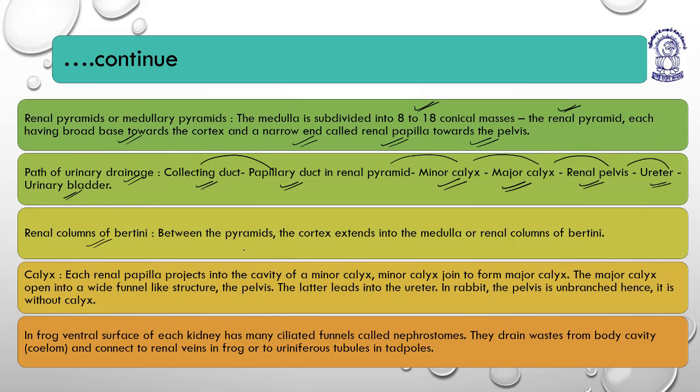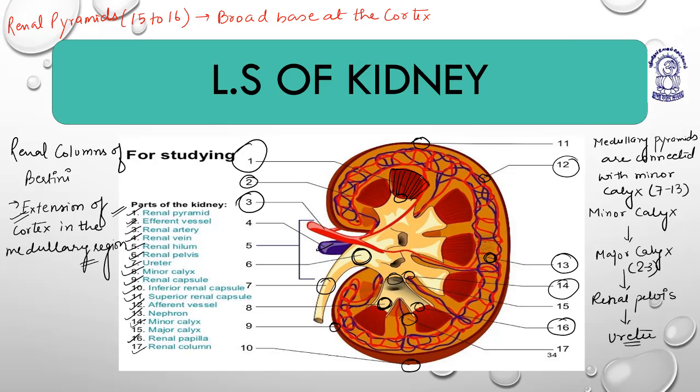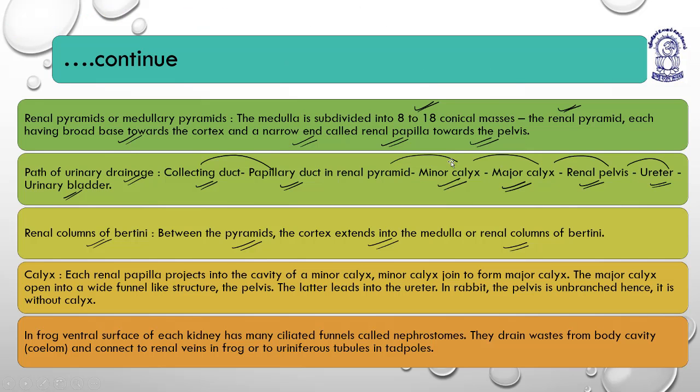Renal columns of Bertini: between the pyramids, the cortex extends into the medulla as renal columns of Bertini. Okay, in the diagram, it is like this. This is the extension of the cortex. You can see the extension of the cortex, this boundary. So this is known as what? Renal column of Bertini.